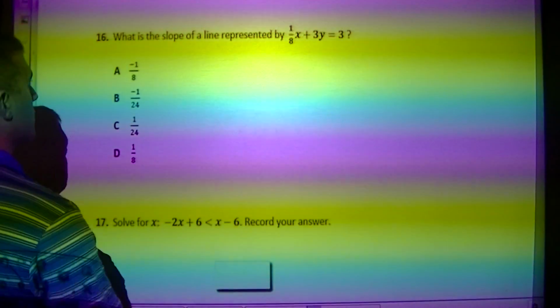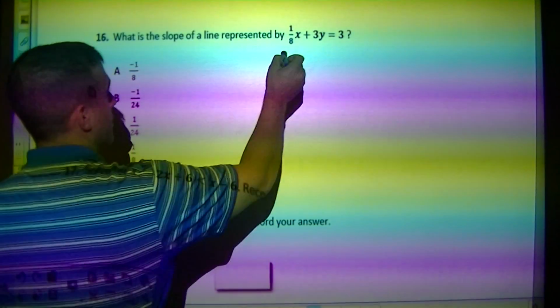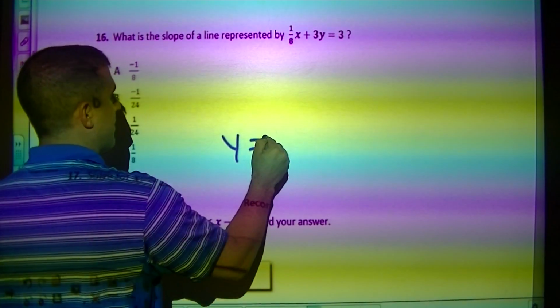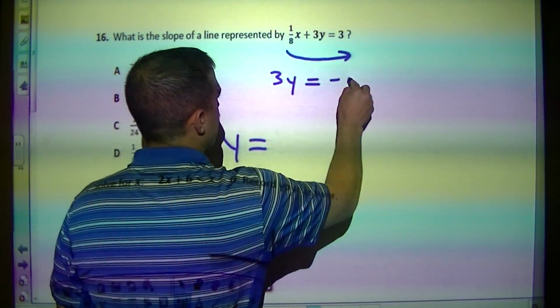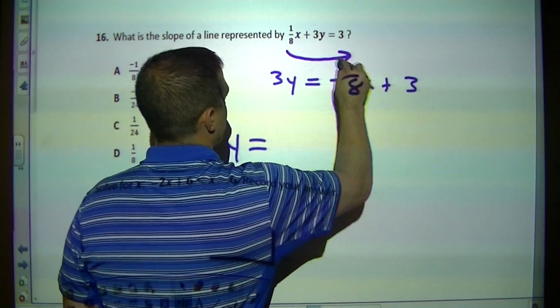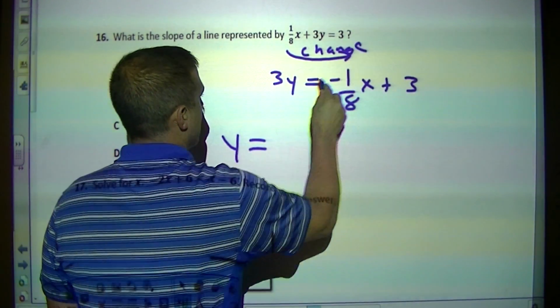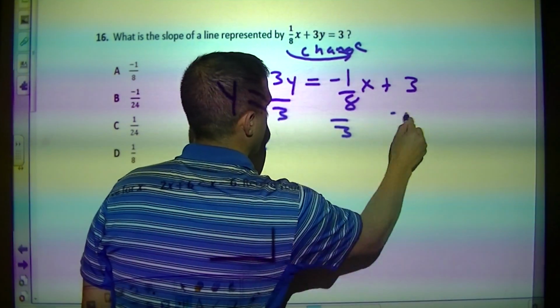All right, what is the slope represented by this? Okay, so what I need to do is I get y by itself. So that's got to move over there. So I got 3y equals negative 1/8 x plus 3. So I change the sign. Now I'm going to divide by 3.